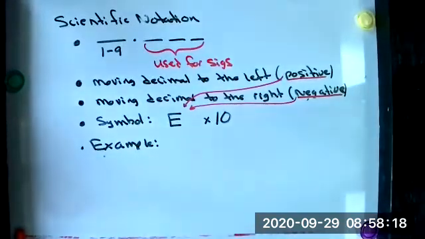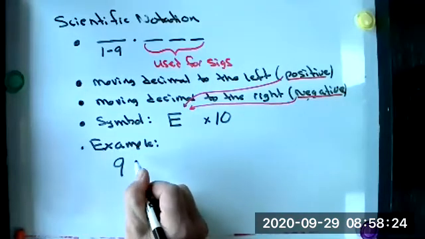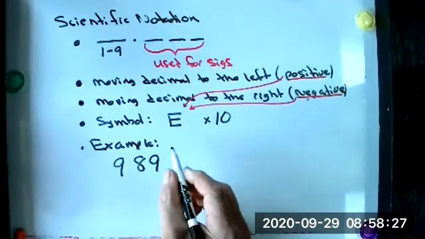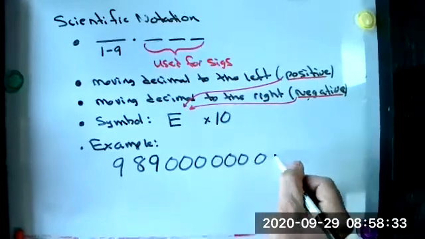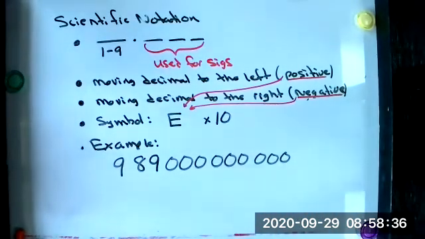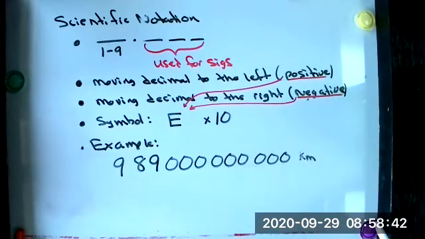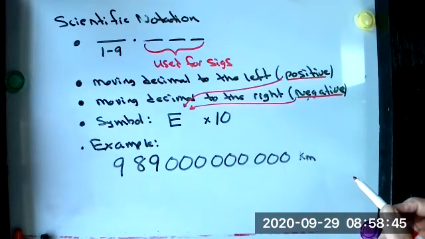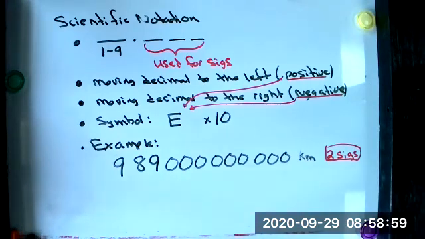One example. Let's do this. Let's go 9, 8, 9. Yeah, you know what's coming next. A whole bunch of zeros. Let's say it is kilometers and, okay, I'll be nice. Let's go 2 sigs. All right, get that thing into 2 sigs.